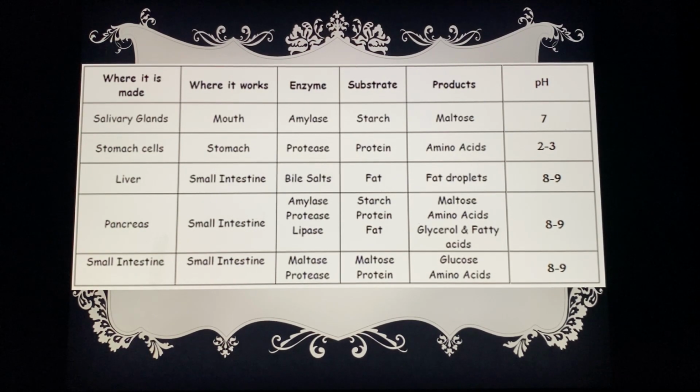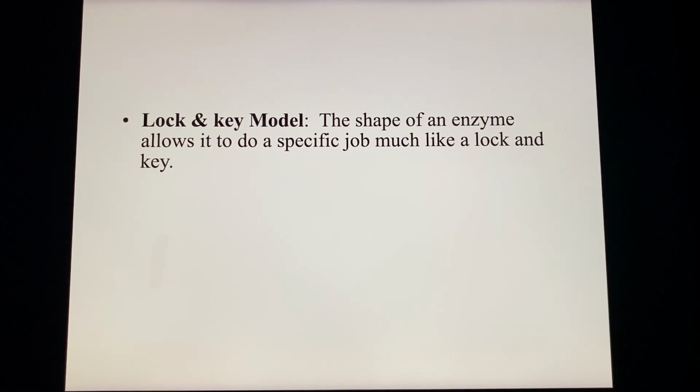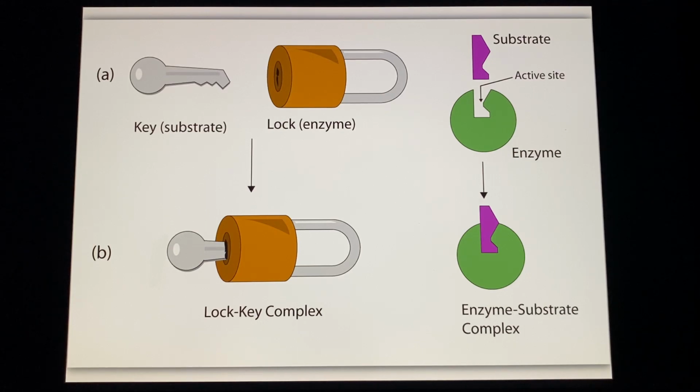Remember that. Now we're going to go to the lock and key model, which is the shape of an enzyme, which allows it to do a specific job, kind of like a lock and a key. A specific enzyme joins to a specific substrate, which you're going to see in the next slide. Here we have a perfect example. We have the key going into the lock. We have the substrate and the enzyme, and they fit perfectly. Then in part B, they join together like pieces of a puzzle. Don't worry, this is going to make sense in a little bit.